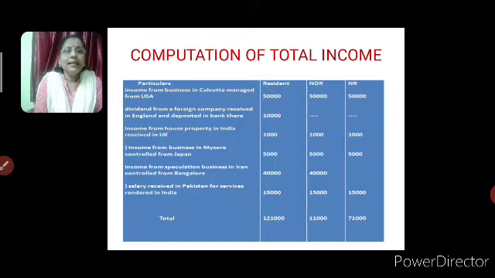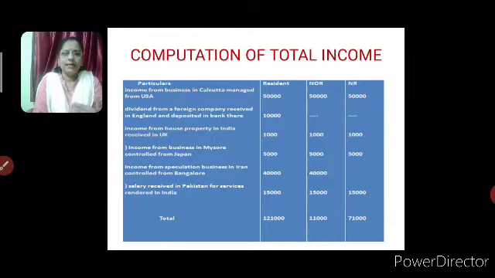Number one, income from business in Calcutta managed from USA. See here, what they have given first is income from business in Calcutta. Students, we have to understand where the income is. That is income from business in Calcutta, which is in India. It may be managed from wherever, maybe somewhere in the USA. So it is liable to tax for all the three: 50,000, 50,000, 50,000.